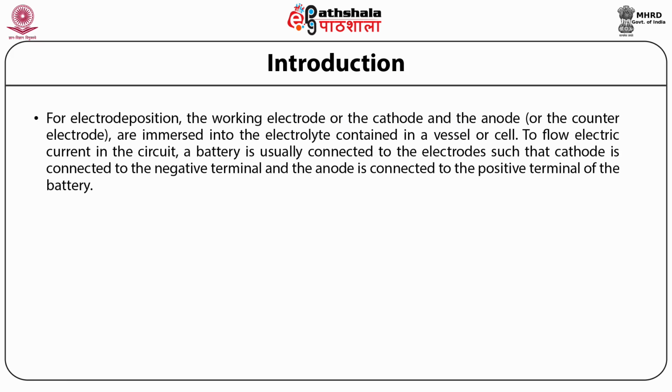For electrodeposition, the working electrode or the cathode and the anode or the counter electrode are immersed into the electrolyte contained in a vessel or cell. To flow electric current in the circuit, a battery is usually connected to the electrodes such that the cathode is connected to the negative terminal and the anode is connected to the positive terminal of the battery.